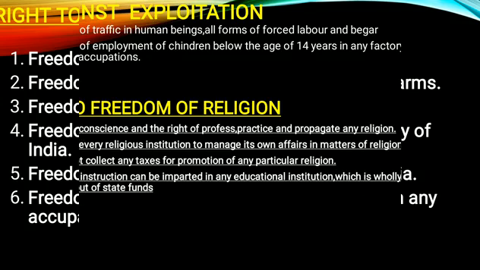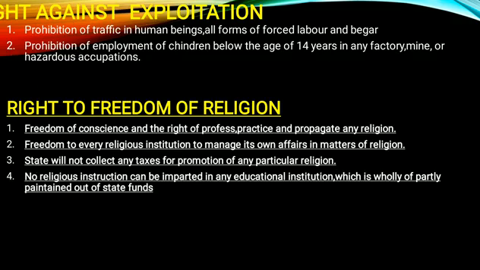Next fundamental right is right against exploitation. First point is prohibition of trafficking of human beings, all forms of forced labor and begging. We cannot have human trafficking. Human trafficking is a crime in our country. Next is prohibition of employment of children below the age of 14 years in any factory. In our country, factories never give jobs to children who are below 14 years of age.